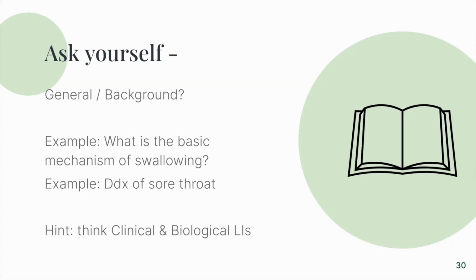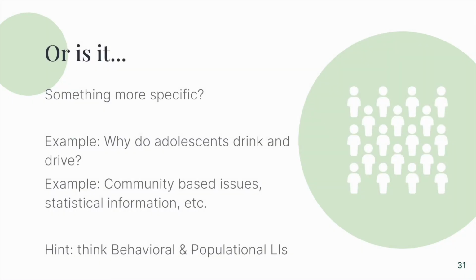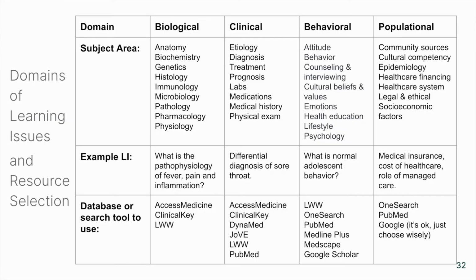So like I said, ask yourself if you've got a general or a background question. These tend to translate to clinical and biological LIs versus something a little bit more specific. So why do adolescents drink and drive? Community-based issues. These tend to be our behavioral and populational LIs, and we usually need to use pretty different tools in order to answer these questions.